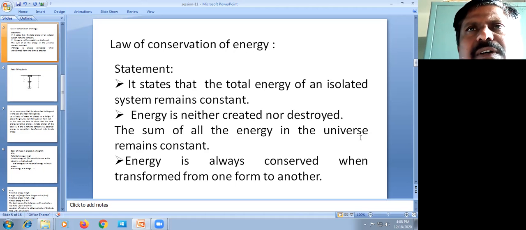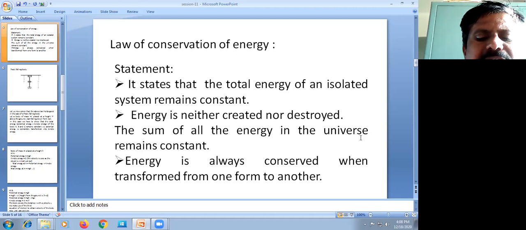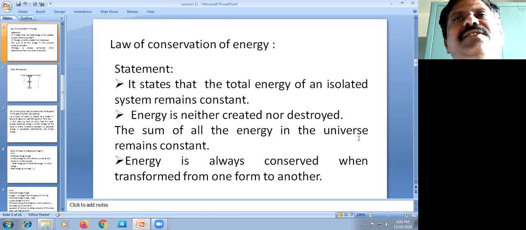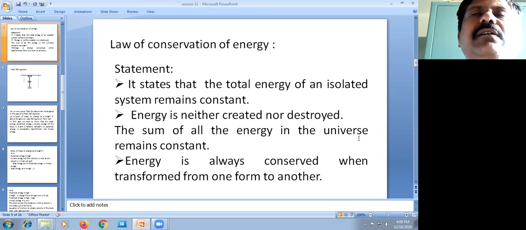So in these discussions, one form of energy has been converted into another form, as I already mentioned in the beginning. In a bulb, electrical energy gets converted into light energy and heat energy. In a steam engine, heat energy is converted into kinetic energy. In a dynamo, mechanical energy is converted into electrical energy. On the basis of this, the law of conservation of energy is stated as: energy is neither created nor destroyed. This is one way of stating the law of conservation of energy.